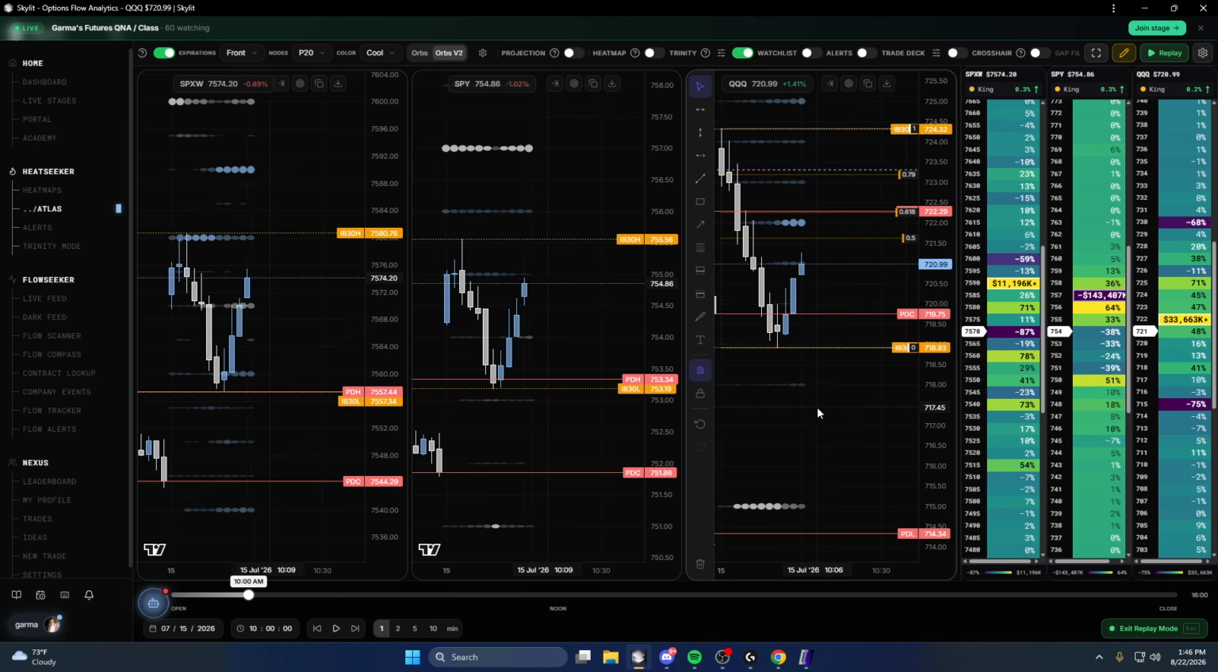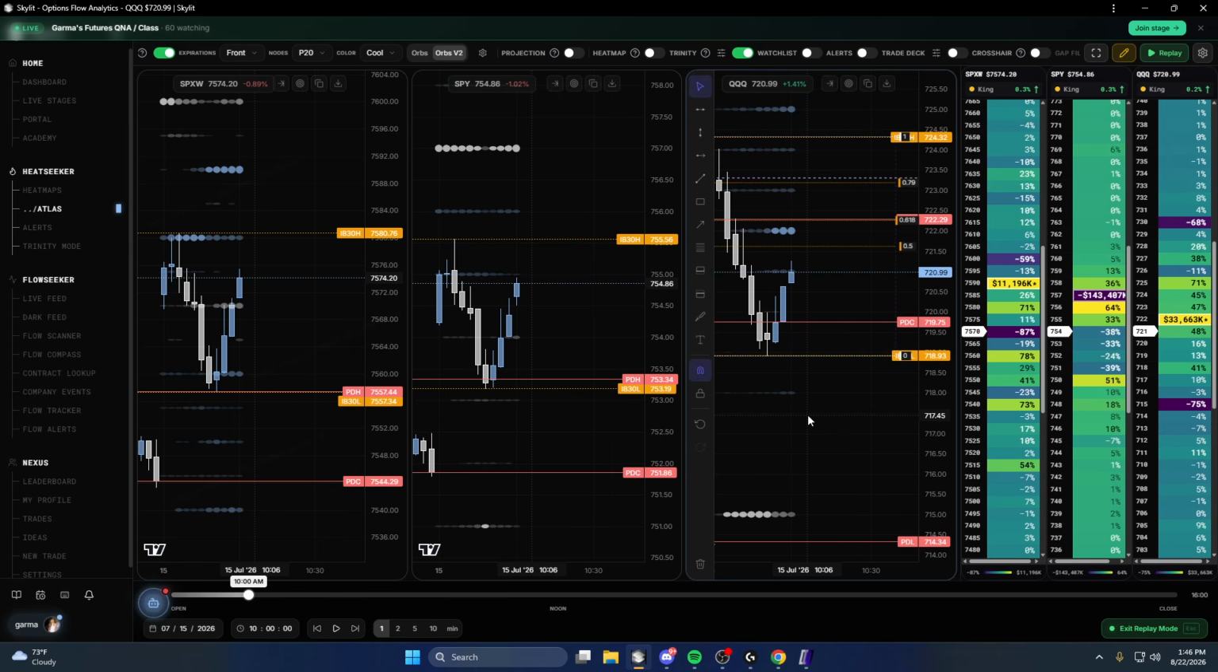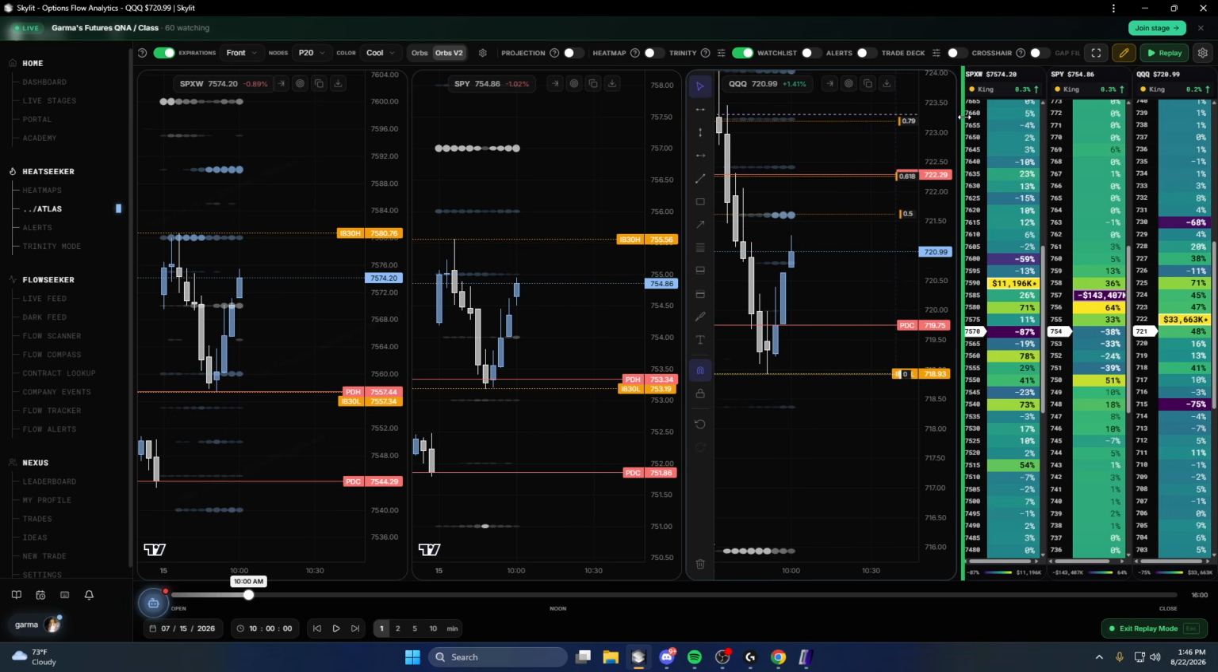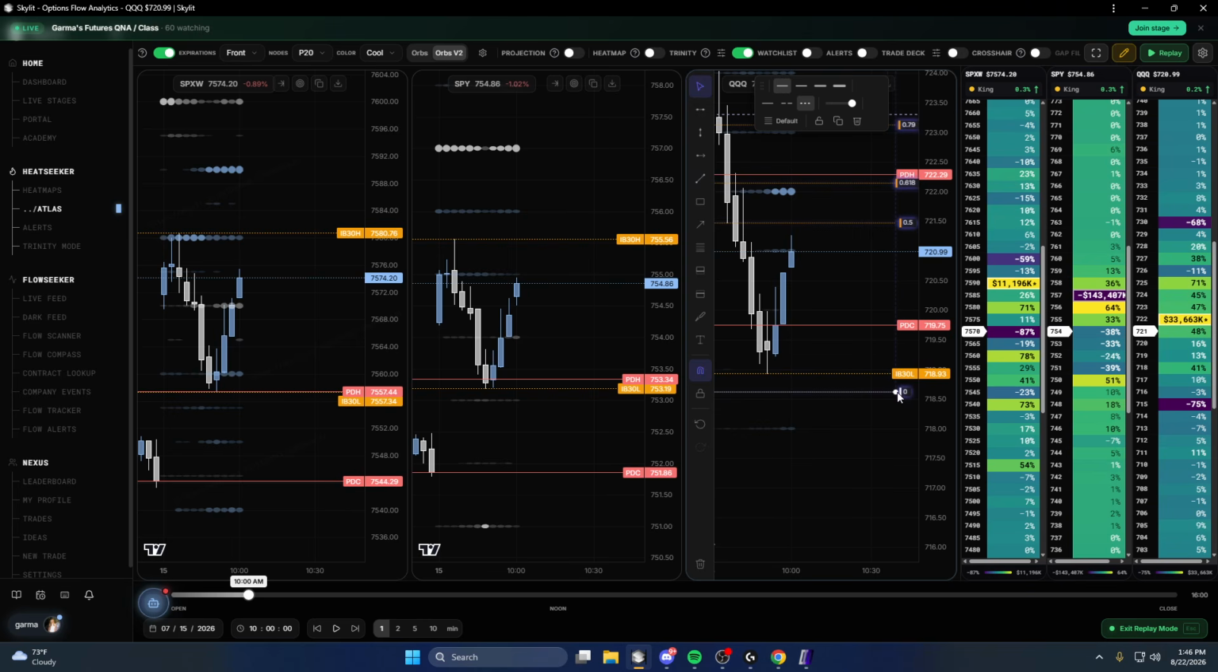So if I'm playing the deflection, the most probable rejection would be the 618. So I like the 618. It's also aligned with a key level. I don't even know what level that is. Oh, previous day high. This is a very nice setup.